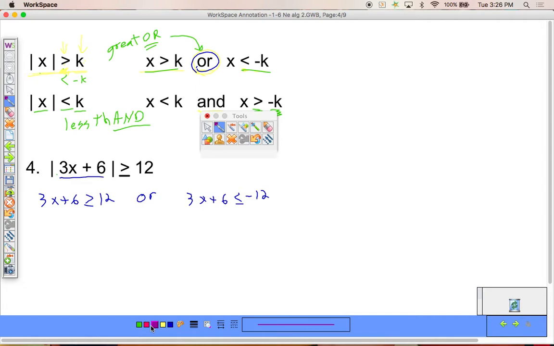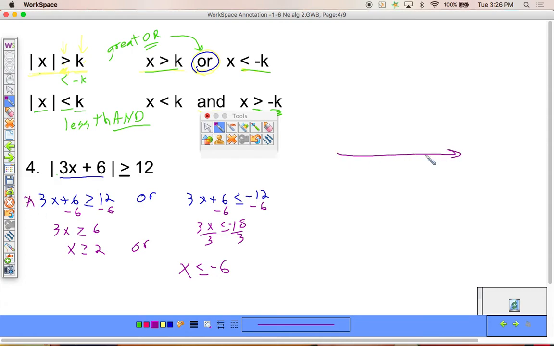That kind of goes back to the last section we did. An or statement only has to satisfy one, so we want as much as we can get. So I'm going to solve. Subtract a 6, divide by 3. X will be greater than or equal to 2, or I get x is less than or equal to negative 6. So hopefully, once we write this statement here, we should be able to solve it.